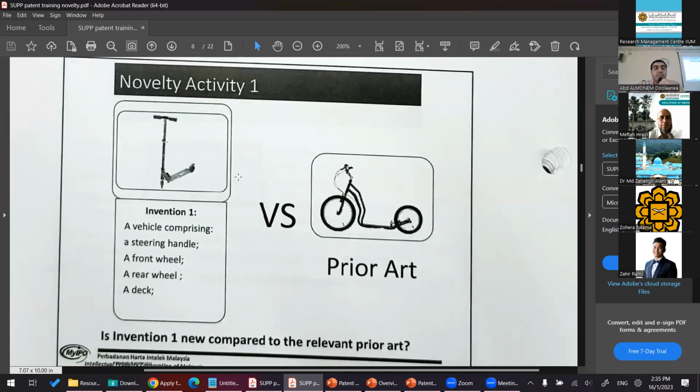For example, take a vehicle comprising this. This is actually how you can see the claims; they are written this way: a vehicle comprising a steering handle, a front wheel, a rear wheel, and a deck. So this is the invention, and this is the prior art. Is the invention new compared to this one? Do you think? See the features of this one. Does it have a steering handle, front wheel, rear wheel, a deck? So basically, it's not novel, even though it looks novel.